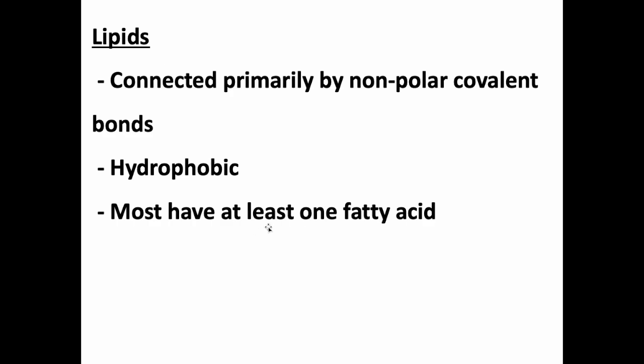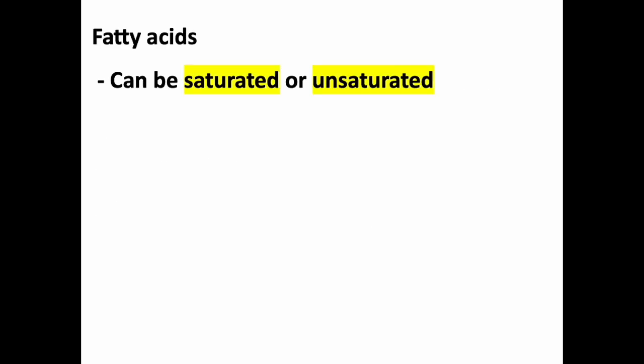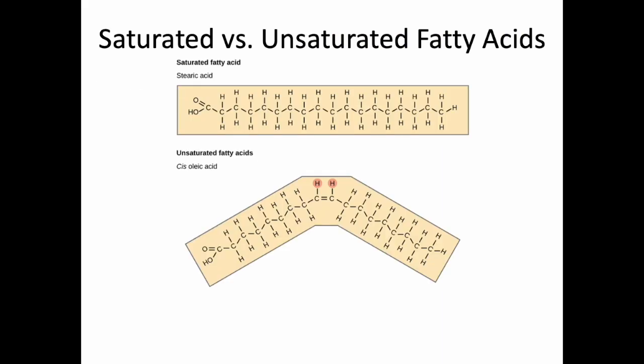Most lipids have at least one fatty acid as part of their structure. So before we really get into lipids and talk about the different types of lipids, I have to define what a fatty acid is because we're going to see this pop up in most of these lipid types. So fatty acids come in 2 basic types. Fatty acids can either be saturated or unsaturated. So before I read the key terms, let's actually look at this. So this is a fatty acid. This is another fatty acid.